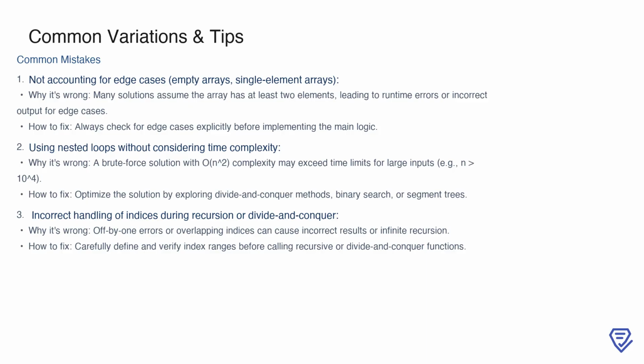Finally, mistakes in handling indices during recursion or divide and conquer methods can lead to off-by-one errors or even infinite recursion. To prevent this, carefully define and verify your index ranges before making recursive calls or splitting the array.